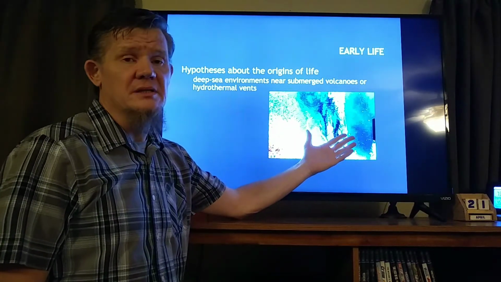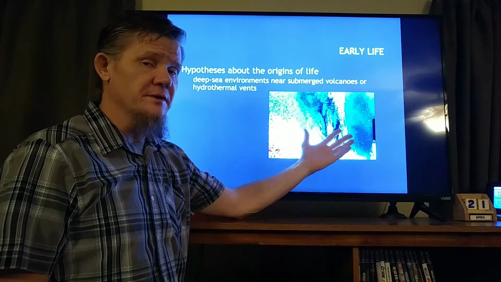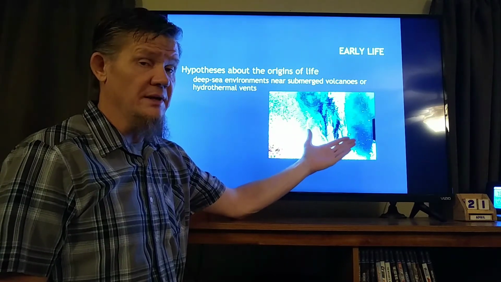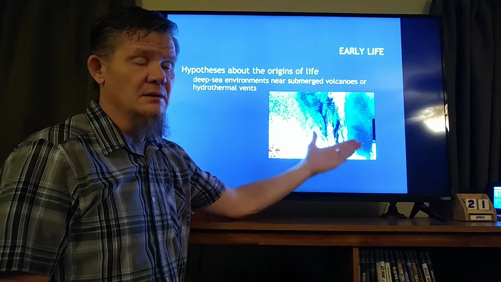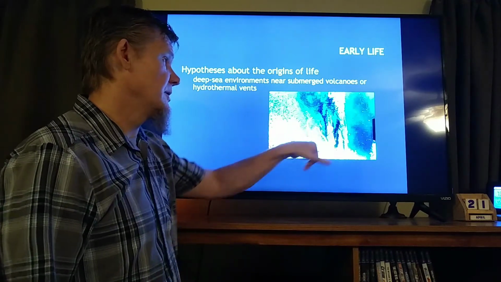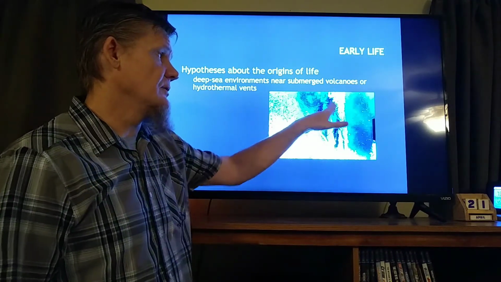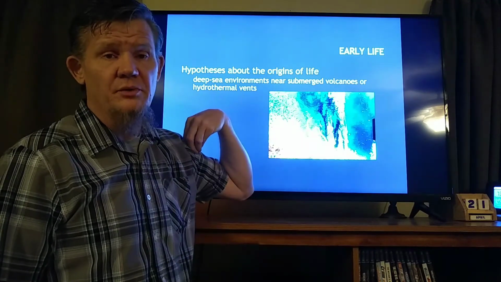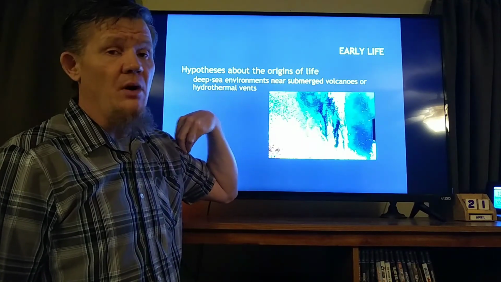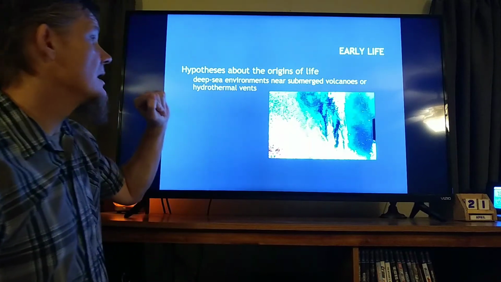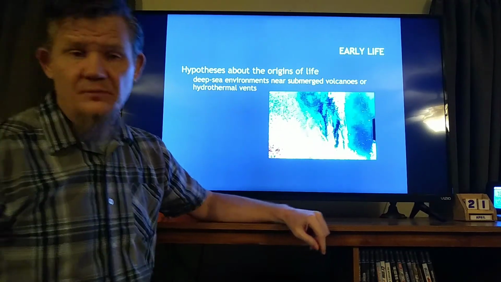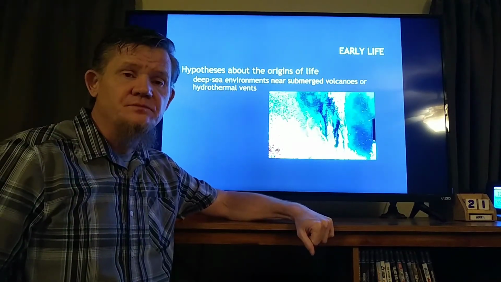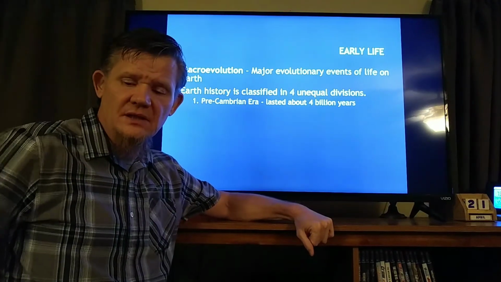These hydrothermal vents were probably their very first ecosystem on the planet. We still find them today. These are a bunch of worms that grow up around these hydrothermal vents, and what these worms do is pull those bacteria out of the water and eat them. That's our guess as to what were the first ecosystems.